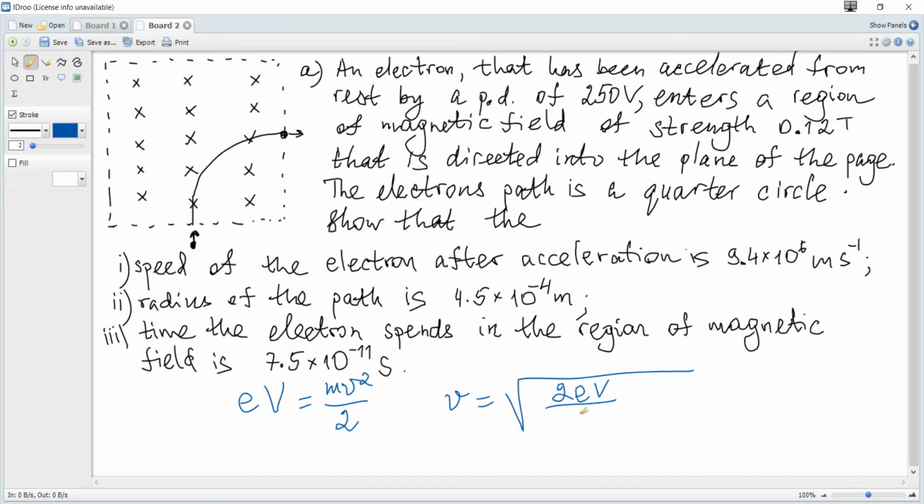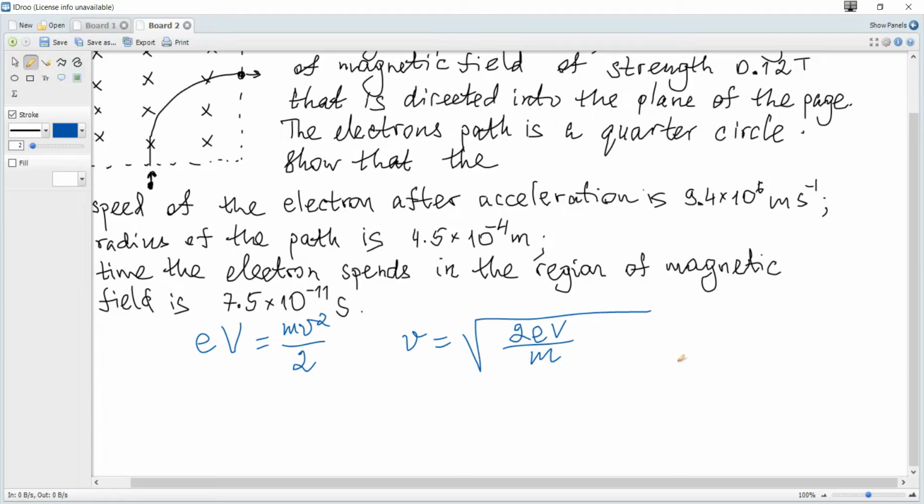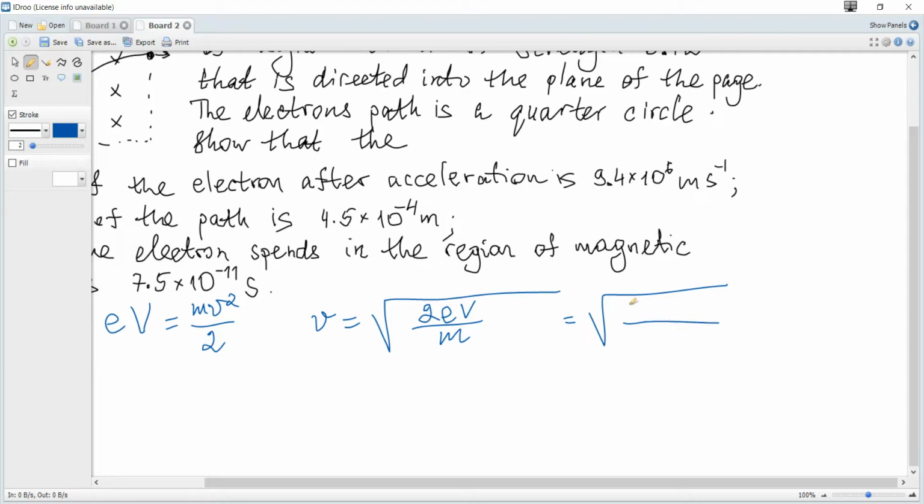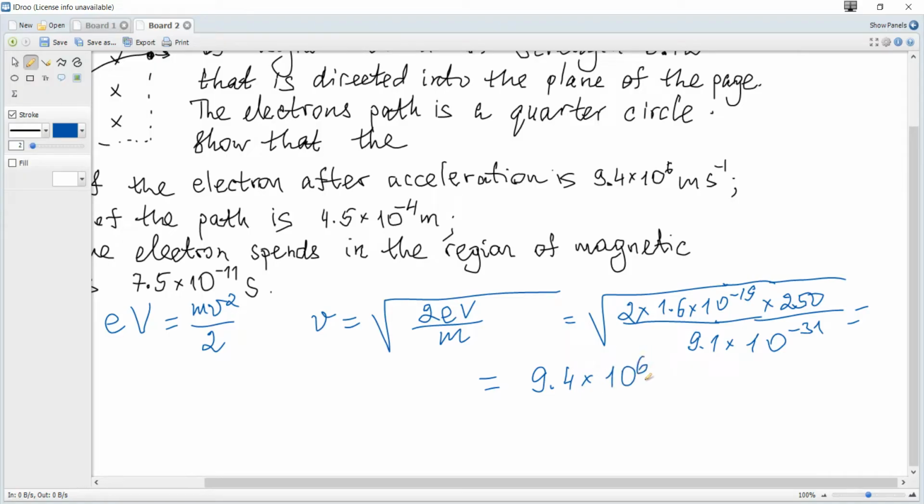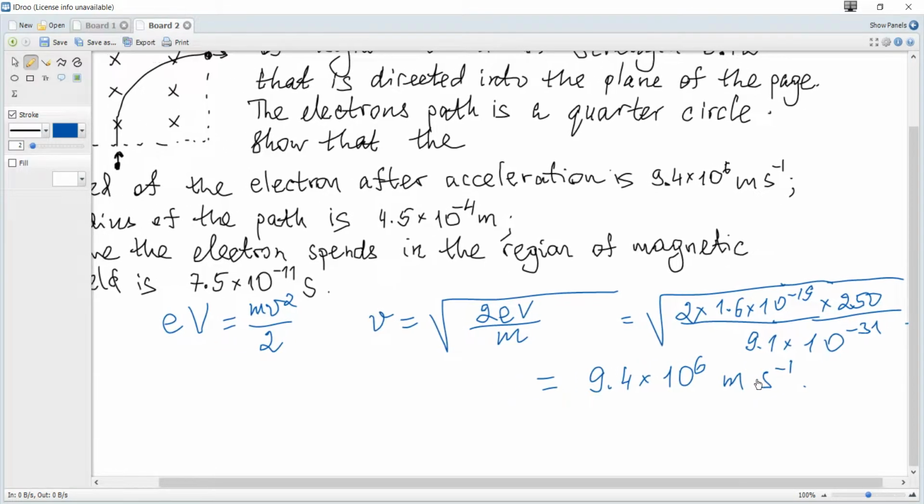2eV over the mass of an electron, and it is equal to the square root of 2 times the elementary charge, 1.6 times 10 to negative 19, times 250, divided by 9.1 times 10 to negative 31, which is equal to 9.4 times 10 to the power of 6 meters per second to two significant figures as required.